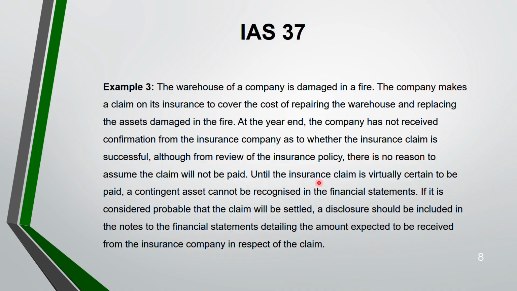So in this case, see what your insurance claim is. Please understand the nature of the item, whether it's a provision, contingent asset or contingent liability. This is something that you have to receive, an insurance claim. So it's an asset for you. So it's about a contingent asset. Until you are virtually certain that you are going to receive the insurance claim, you can't recognize a contingent asset in the statement of financial position. Okay.